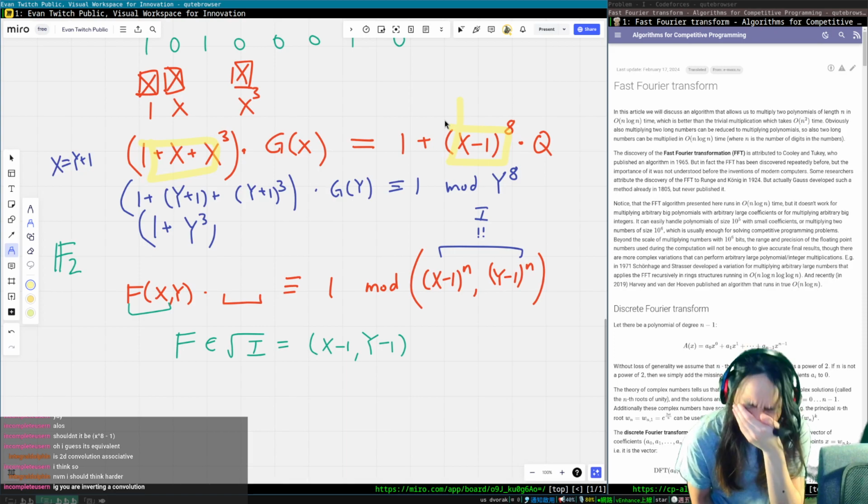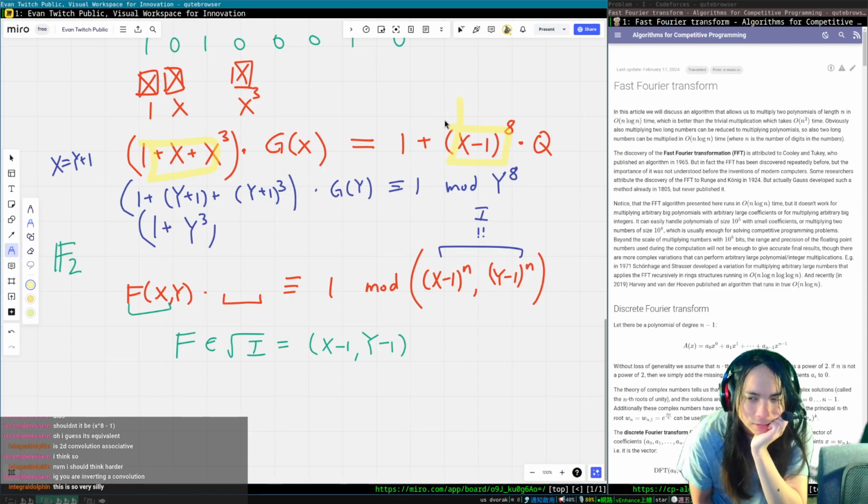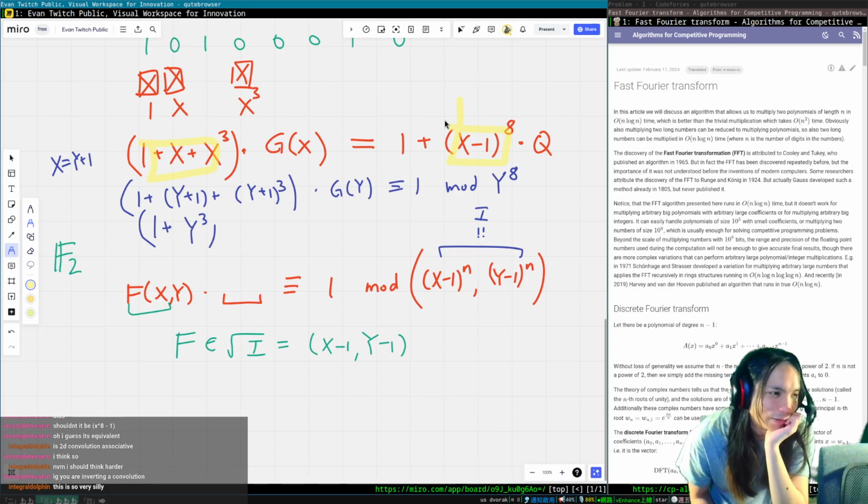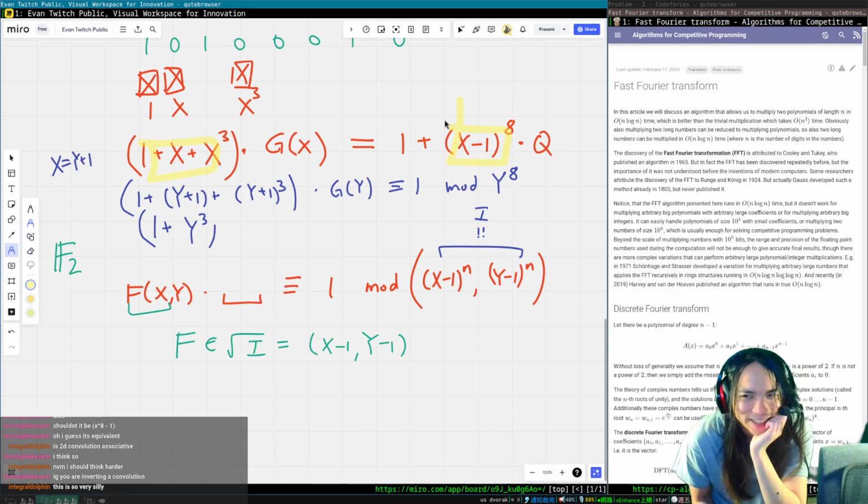Oh lord. I don't see how you... I feel like my intuition for the 2D case is really bad because the ideal here is not principal. Can you just do something similar? I don't know how you do Hensel on non-principal ideals, unfortunately.